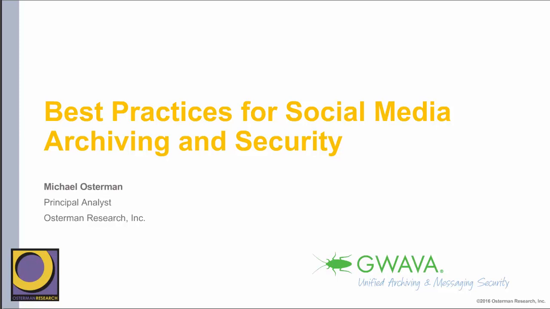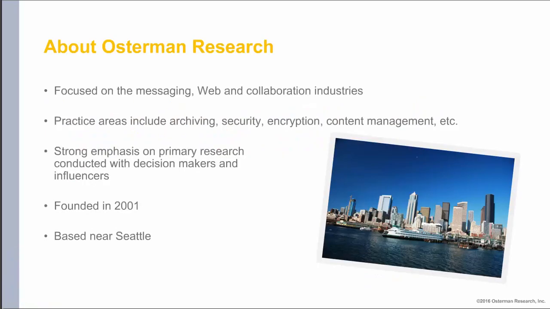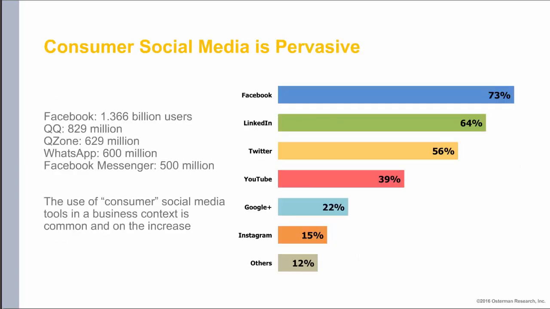Well, Q, thank you very much, and I'd like to thank everybody who's here with us today. Let's get started. Just a little bit of background about Osterman Research so that you understand our perspective on this topic. As Q mentioned, we're an independent market research and consulting firm, and our focus really is on the way that people communicate or collaborate in a workplace context. We have a very strong emphasis on primary research. We'll be going through a bit of that here today. The company's about 15 years old, and we're based near Seattle. So, let's get right into it.